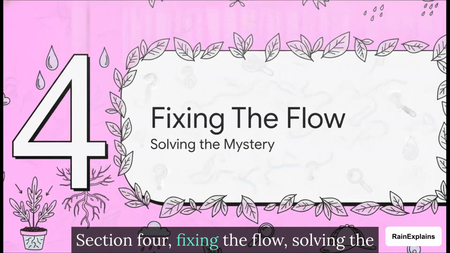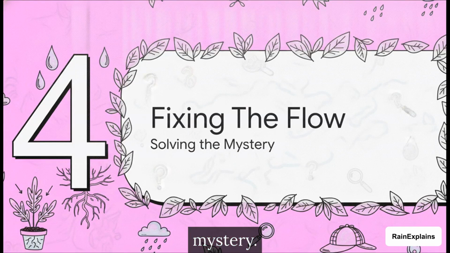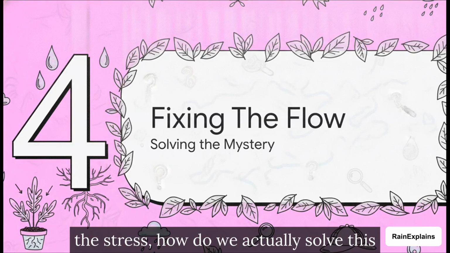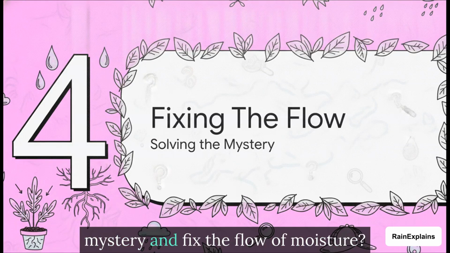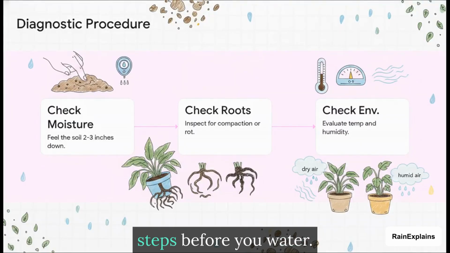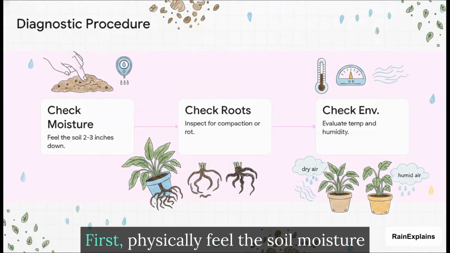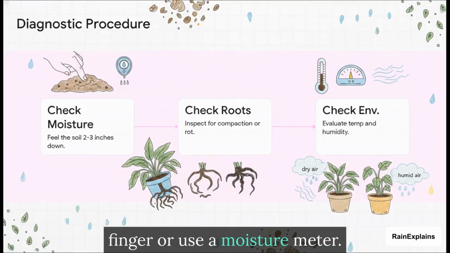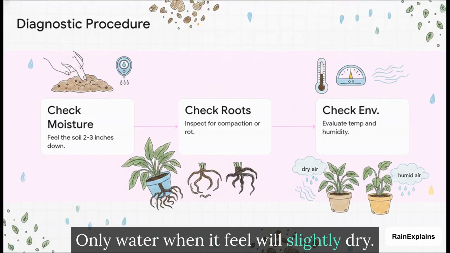Section 4, Fixing the Flow, Solving the Mystery. Now that we've ruled out the red herrings and identified the true cause of the stress, how do we actually solve this mystery and fix the flow of moisture? Just simply follow these 3 diagnostic steps before you water. First, physically feel the soil moisture 2 to 3 inches down with your finger or use a moisture meter. Only water when it feels slightly dry.